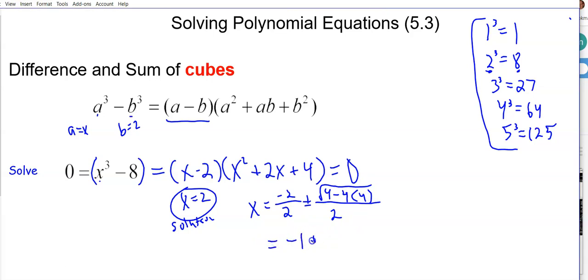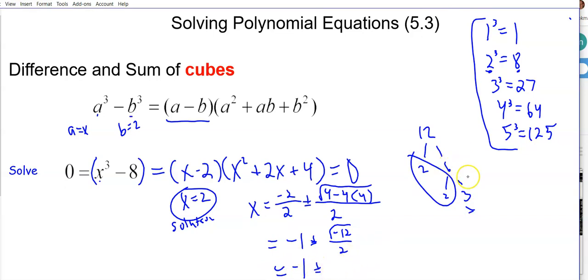So we get negative 1 plus or minus the square root of 4 minus 16, which is negative 12, over 2. If you do a prime factorization of 12, that's 2 and 6, that's 2 and 3. There's a pair of 2's with a 3 left over. So this is going to be negative 1 plus or minus 2 root 3, or 2i root 3 because of the negative there, all over 2, which the 2's cancel, and you get negative 1 plus or minus i root 3.